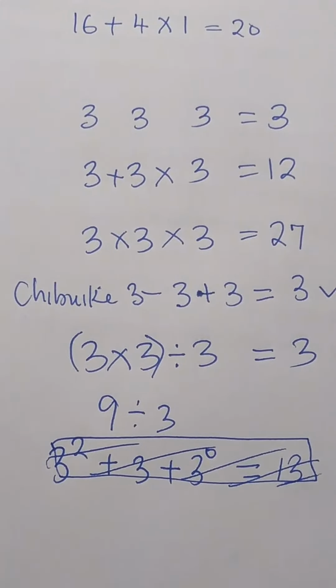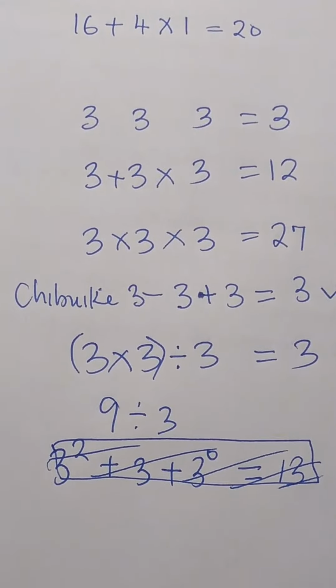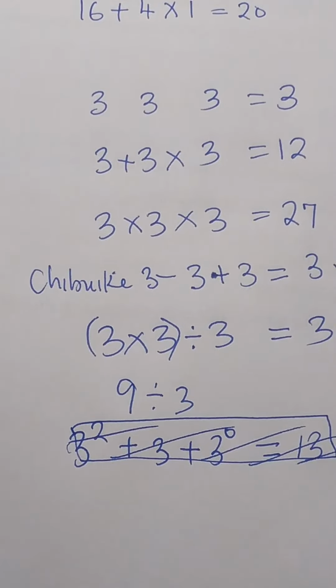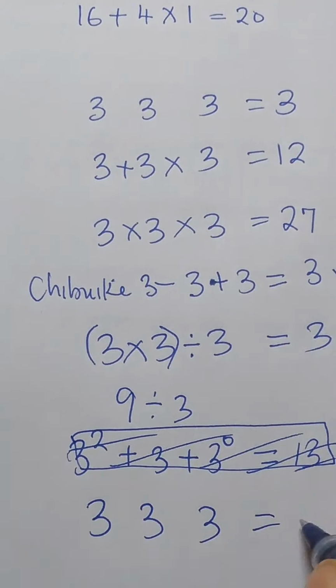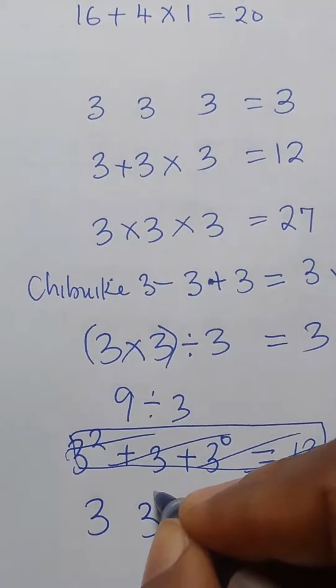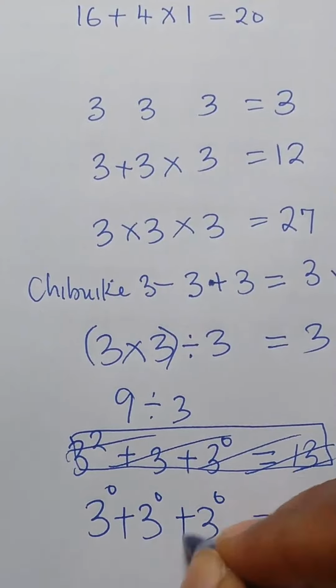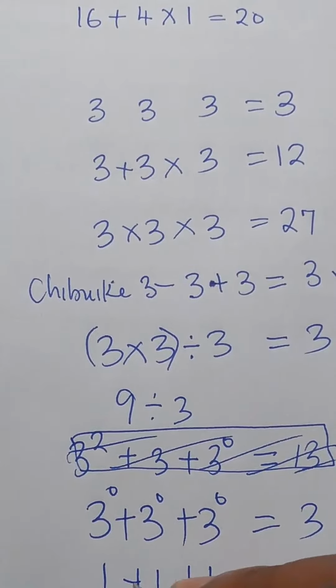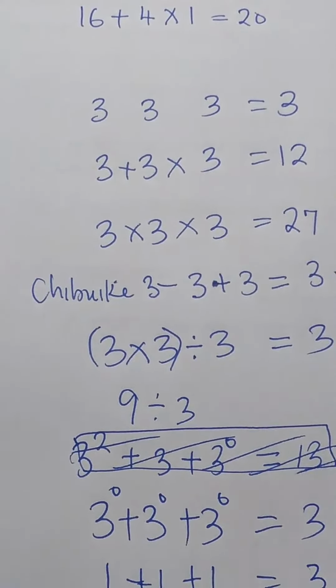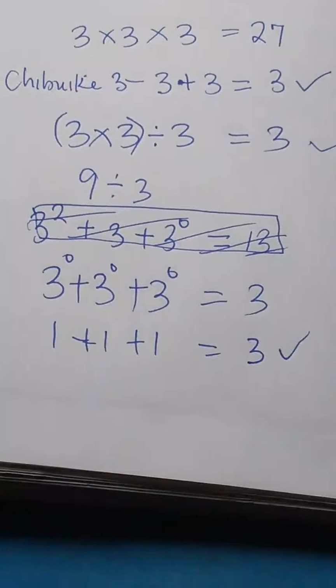So, now look at the next one. I've seen another one. So you have 3, 3, 3 is equal to 3. Okay, so we raise them all to power 0 and add. Any number raised to power 0 is 1, so 1 plus 1 plus 1. All right, and this is equal to 3. Have you seen it?